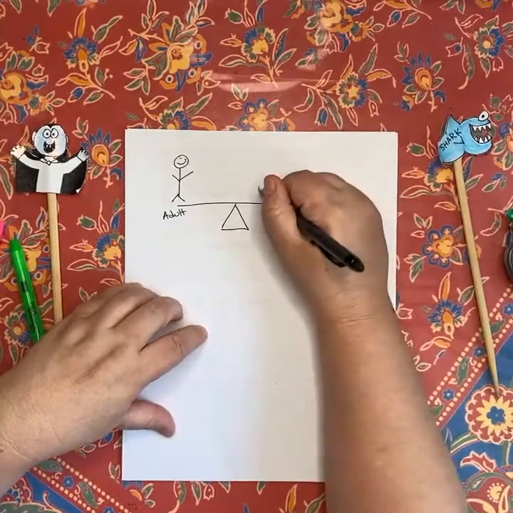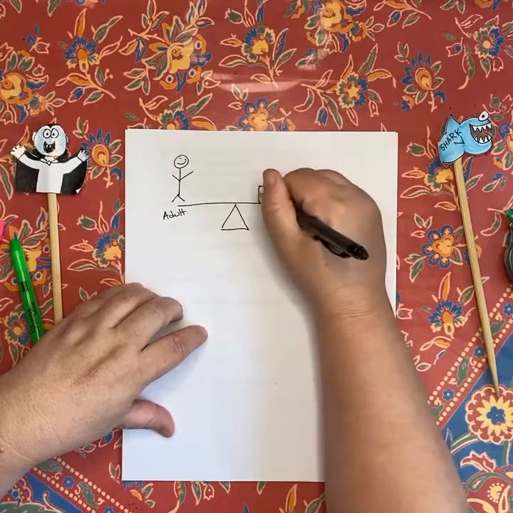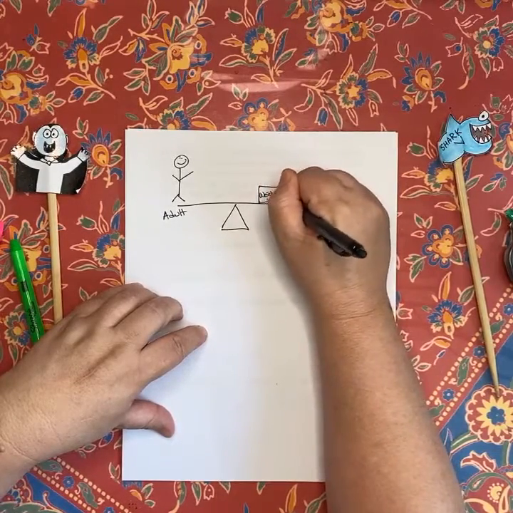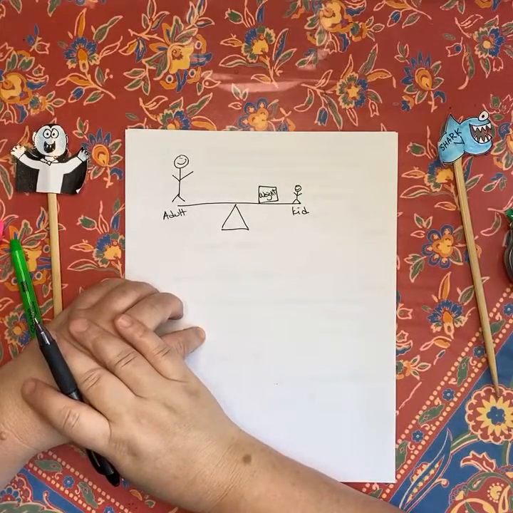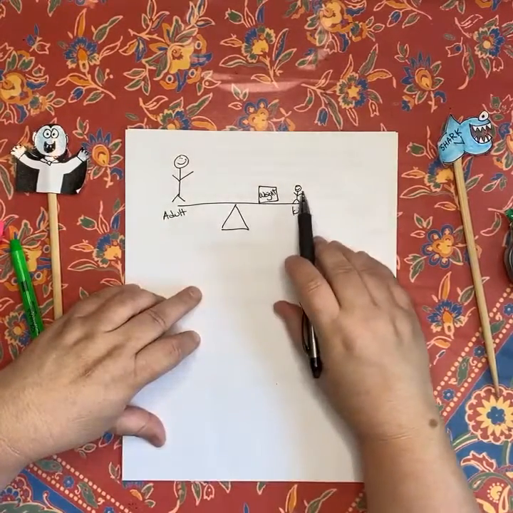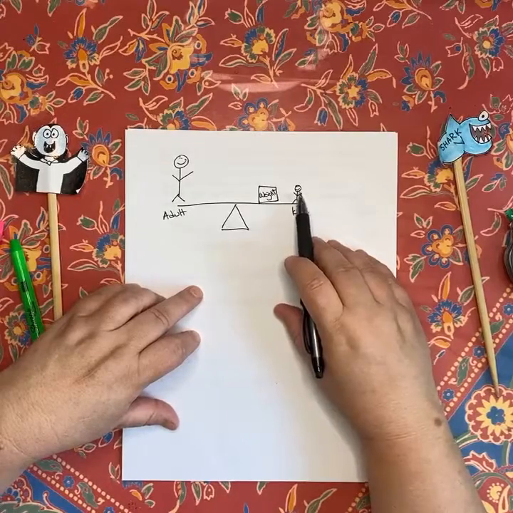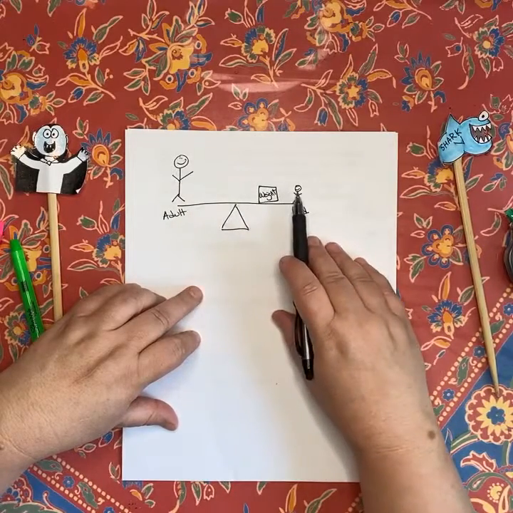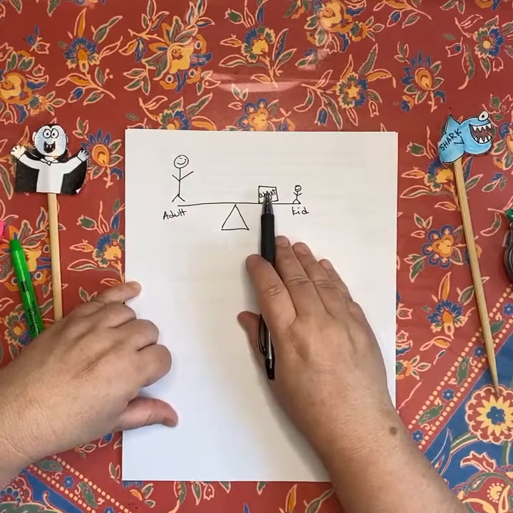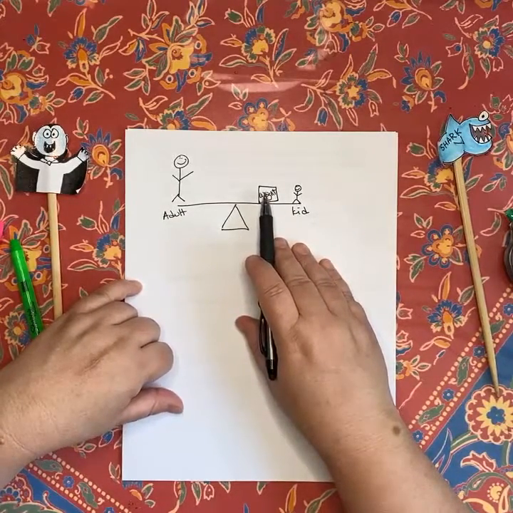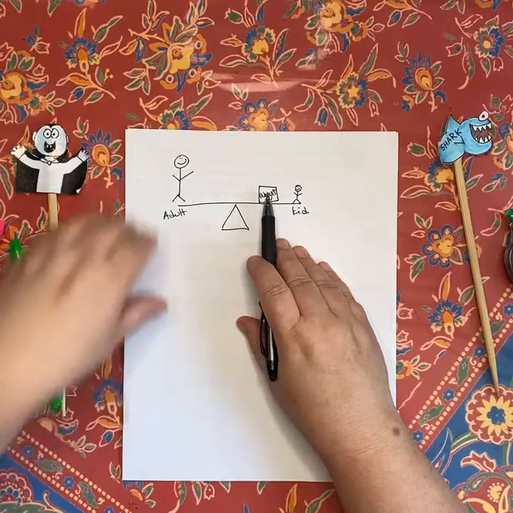You have to put the weight on the side with the kid to balance it. Does that make sense? So you put the extra weight on the small side, not the large side. You put it on the small side. So the adult is equal to a kid plus some amount, depending on how big the kid is. Does that make sense? Okay.